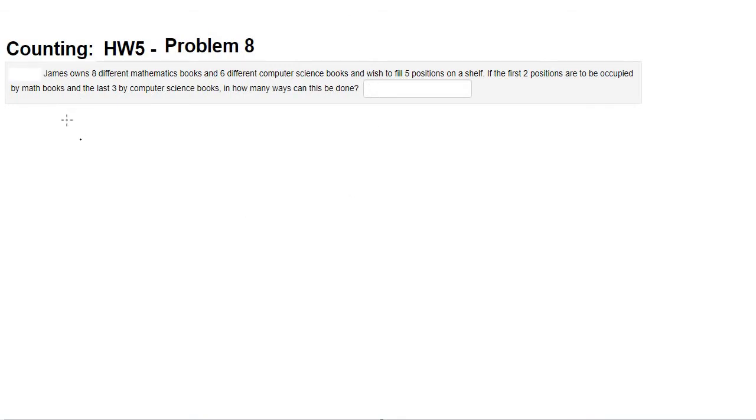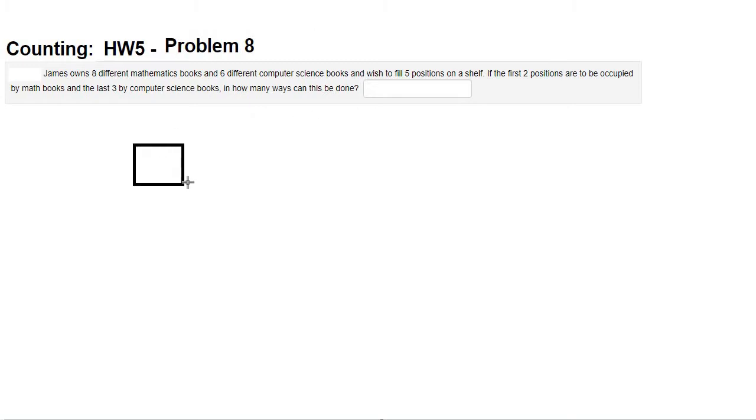Problem number 8. James owns 8 different mathematics books and 6 different computer science books, and wishes to fill 5 positions on a shelf. If the first 2 positions are to be occupied by math books and the last 3 by the computer science books, in how many ways can this be done?